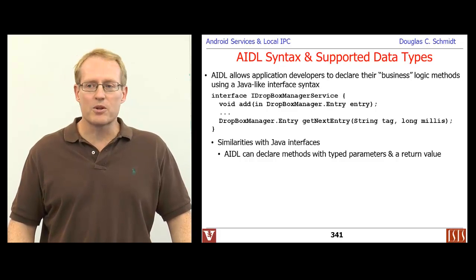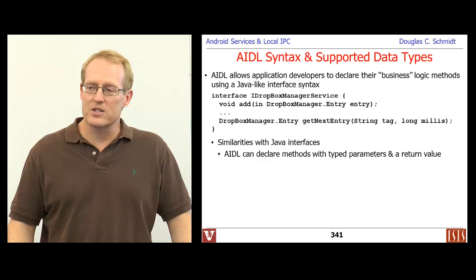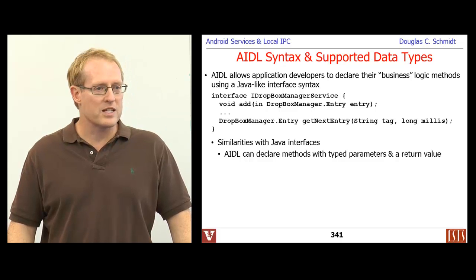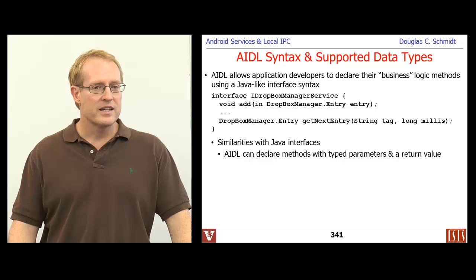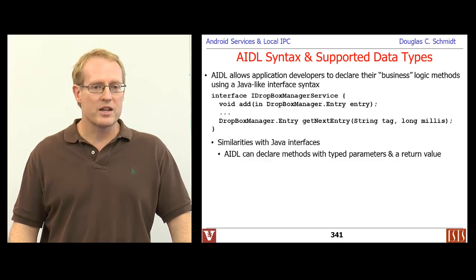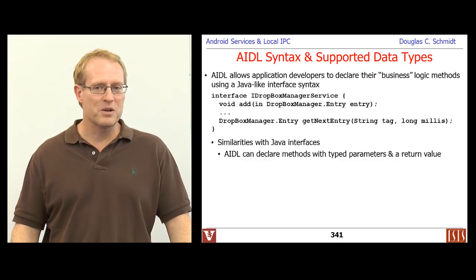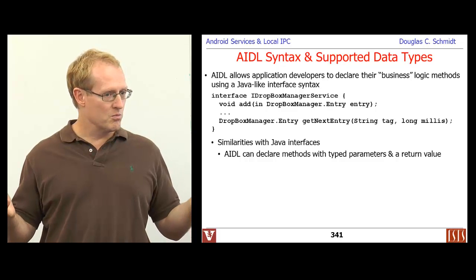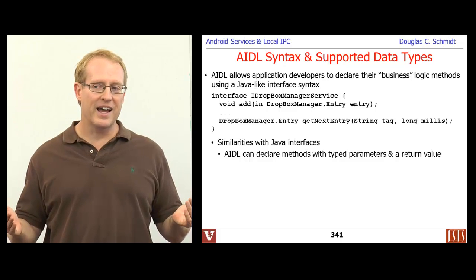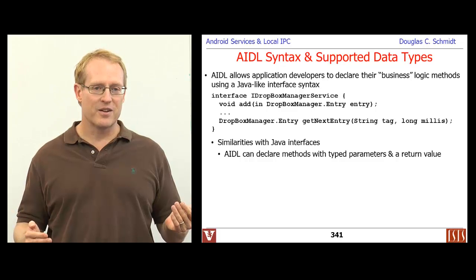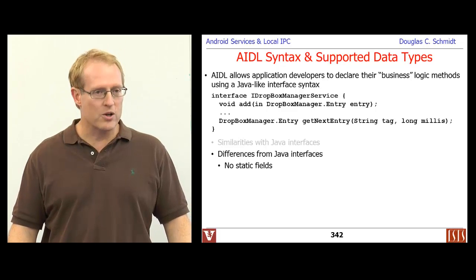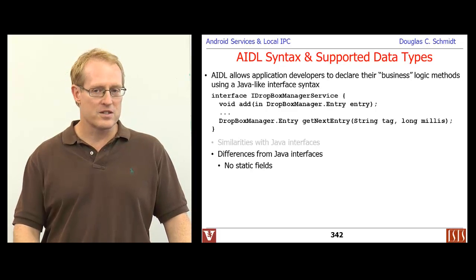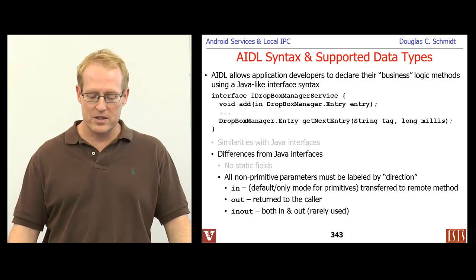Here are things that are similar with Java interfaces. If you know Java, then you know that it's possible to define interfaces that have methods with typed parameters and optionally a return value. You can also have void to not return anything, but it's common to have a return value of some kind as well. Pretty much everything you know about Java interfaces will apply to AIDL, with a few key exceptions. Here are some of the differences.